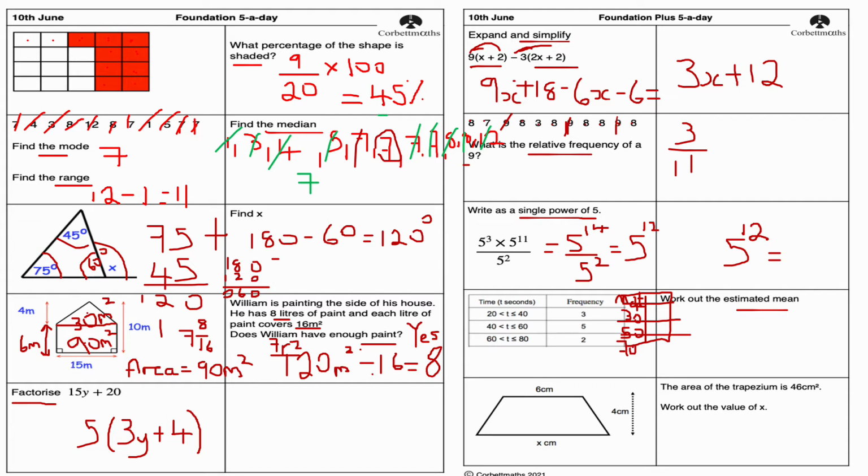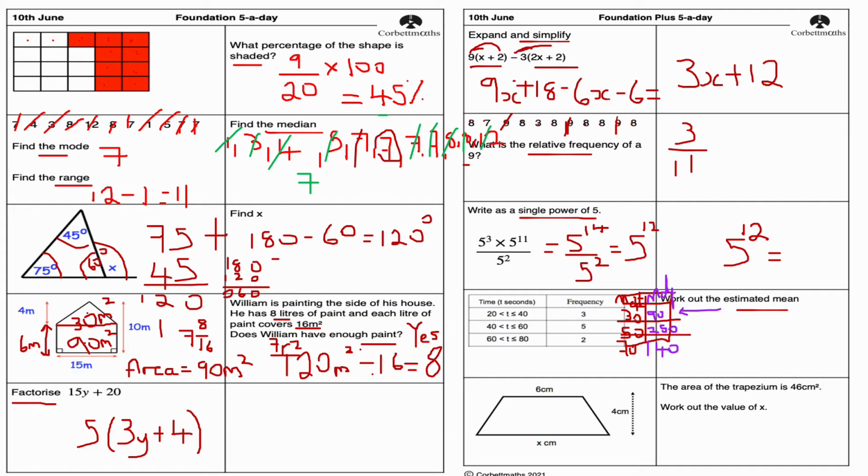I might not have a lot of space here, but I'll try and put the workings to the side. So 3 times 30 is 90, 50 times 5 is 250, and 70 times 2 is 140. Okay, adding up the last column, which is midpoint times frequency.